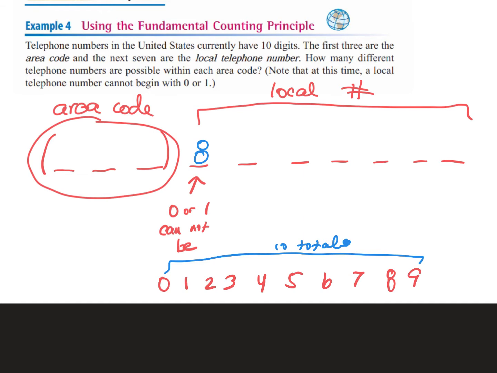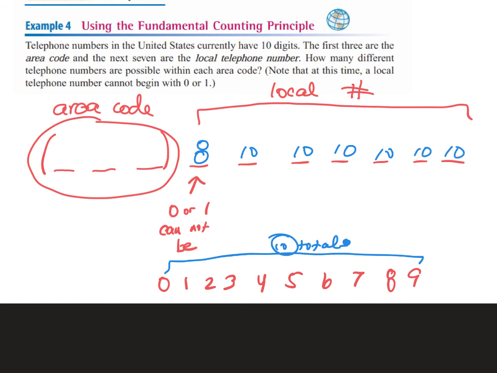The rest of them, are there any rules? No, could be anything, right? From 0 to 9. So how many possibilities are for this second spot? How many total digits are there? 10. So how many for the third spot? 10. How many for the fourth spot? 10. How many for the next spot? 10.